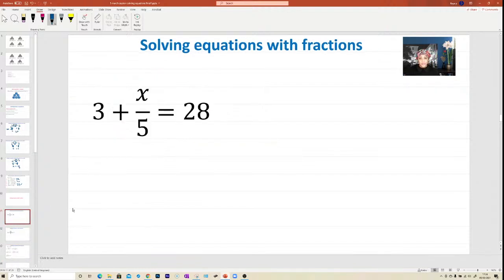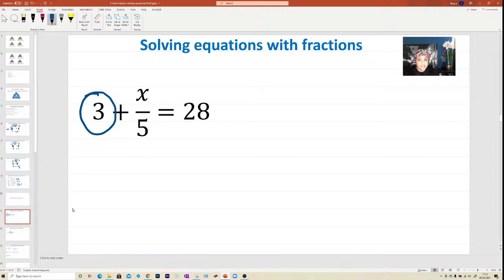Right, so we now have some fractions and we're asked to solve for x. I know you may know what the answer is, because what you need to do is have 3 plus 25 and you get 28. But we need to learn the method on how to do this. So let's do one thing at a time. We need to get rid of this number here.